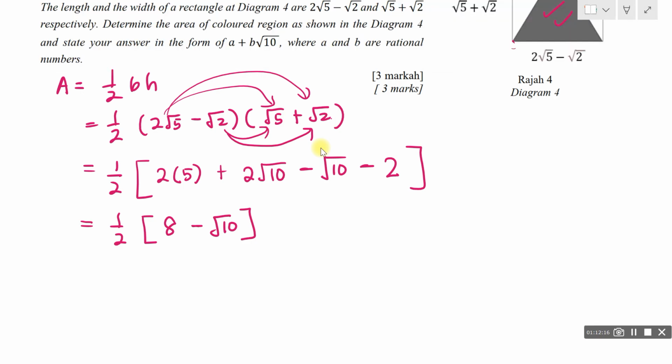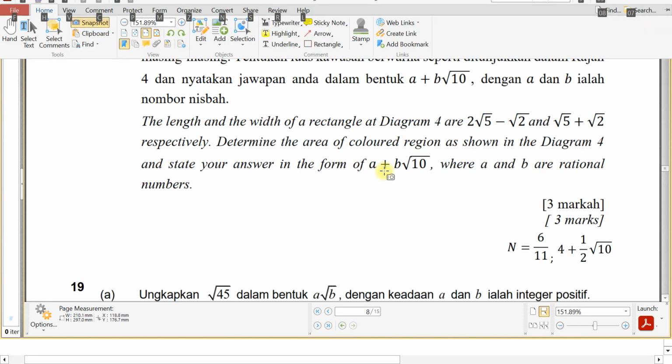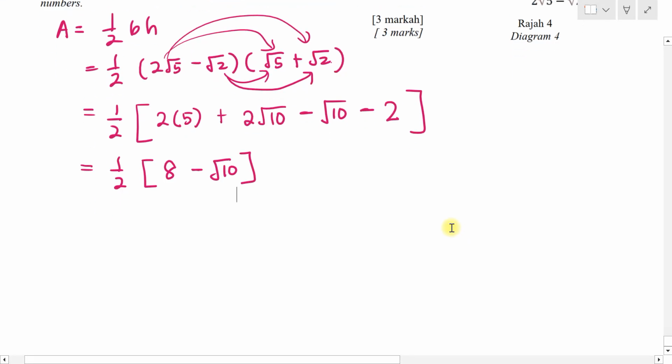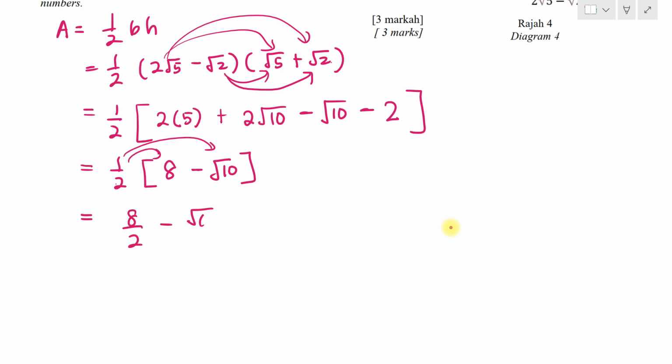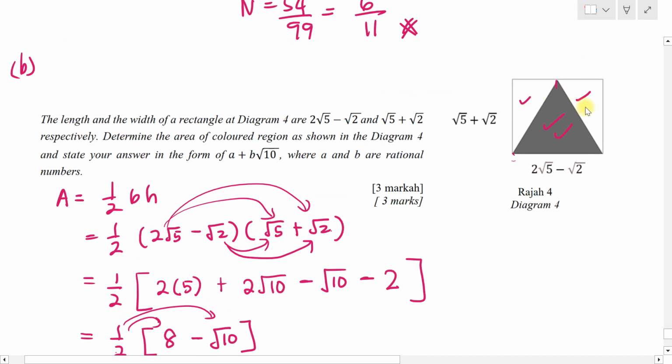Okay, what is the answer? 4 minus half surd 10. Okay, right. Area of triangle is what they ask. Then we need to multiply back. So half times 8 is 8 over 2, surd 10 over 2. So you will get 4 minus surd 10 over 2. I find it strange because the question is too easy.